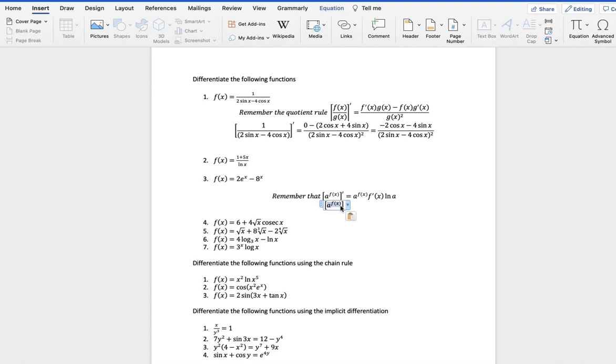You have now two functions. You have the 2 times e to the x minus 8 to the x, and you're trying to find the derivative of that. So what is that equal to? First, you find the derivative of the first part here, which is 2e to the x. What's the derivative of 2e to the x, guys? Isn't it 2e to the x? Yes. Does everyone understand that?